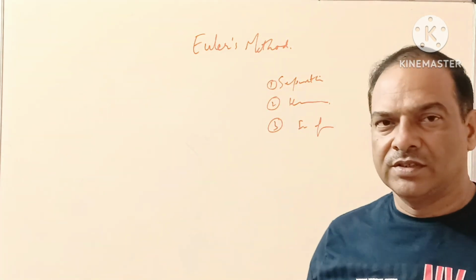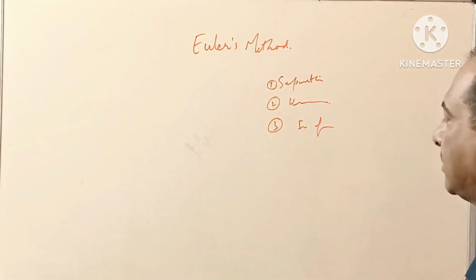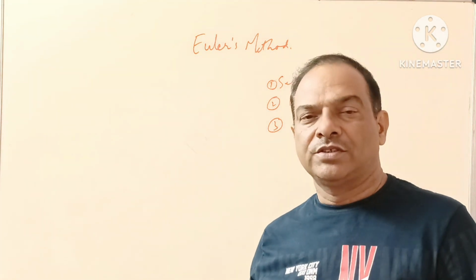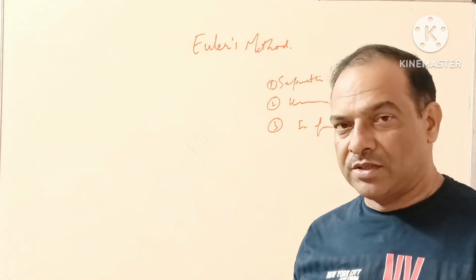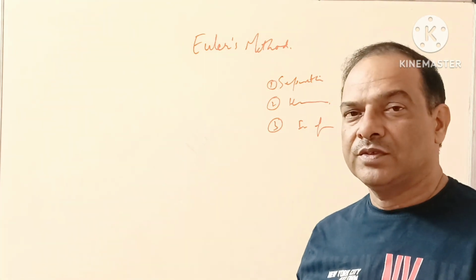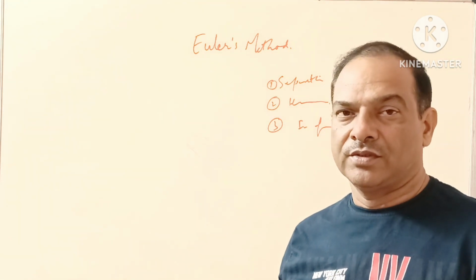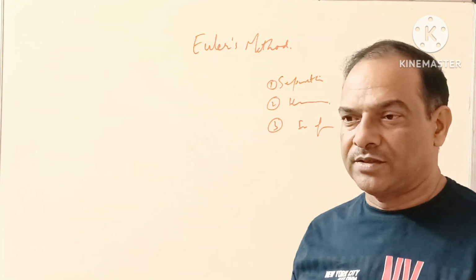The first thing is, I just want to explain what Euler's method is and what the geometrical interpretation of Euler's method is, what we understand with it. But the first thing I want to explain is that this gives an approximate value. It won't give you the exact value. Mind it.